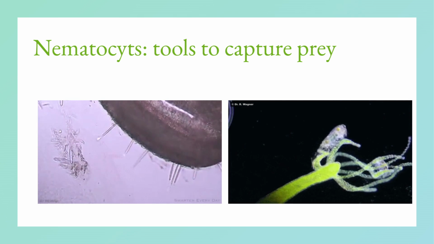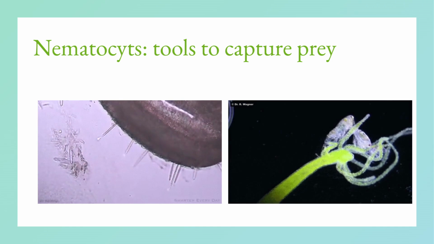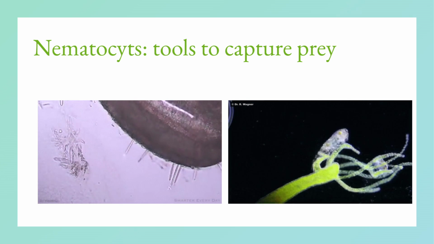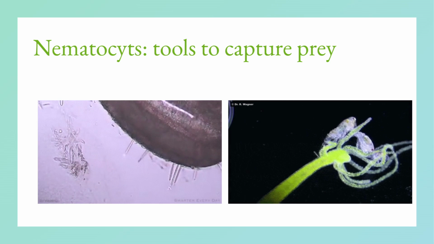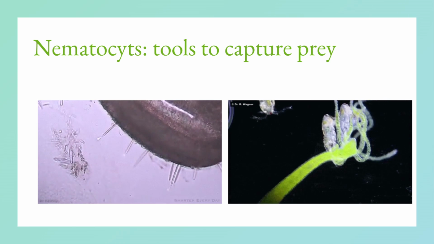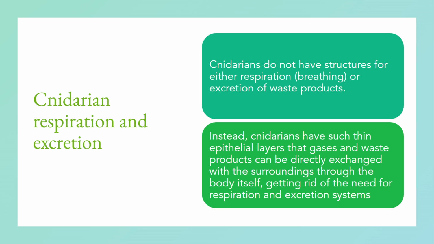Here are some more examples of nematocysts being released. You can actually see on the left some venom or a toxin released at the end. And then on the right, we have a hydra, a type of cnidarian, using the cnidocytes and the nematocysts on their tentacles to capture water fleas. And once a cnidarian has captured prey, it takes it into its mouth, into its sac-like digestive cavity called the gastrovascular cavity, and it's going to use extracellular digestion to digest that food. Any undigested foodstuff will also have to exit out the same way it entered.